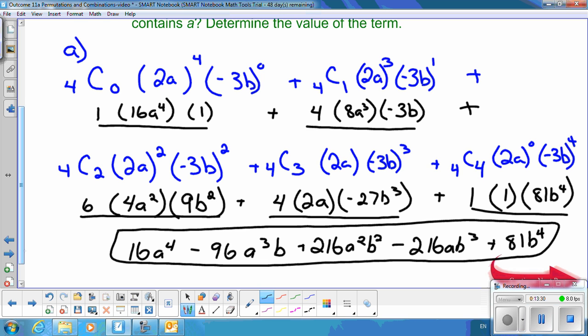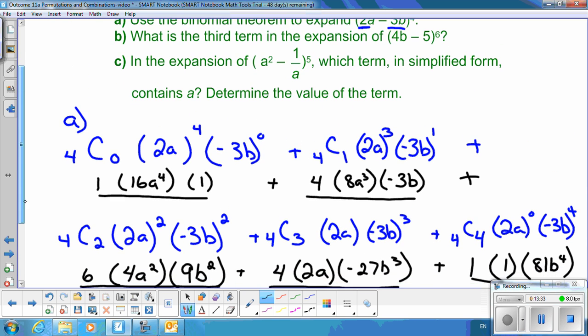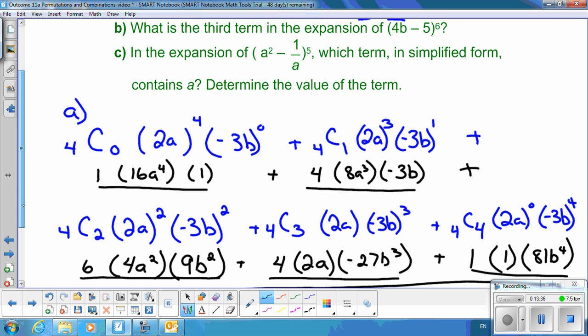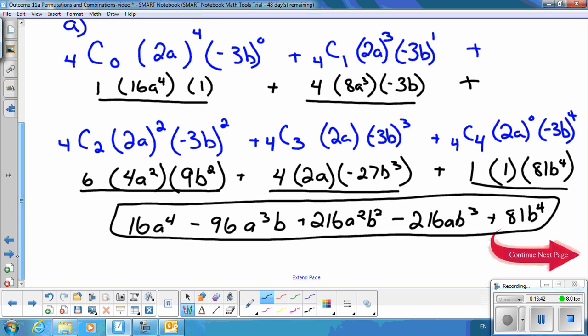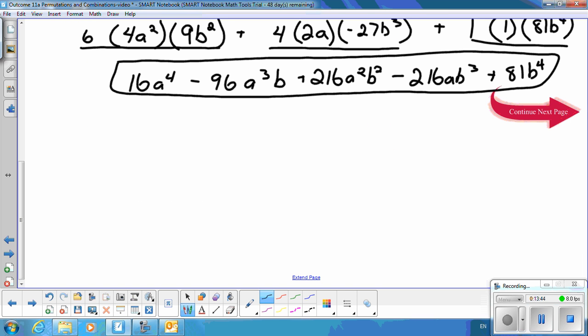Part B asks us what is the third term in the expansion of 4b minus 5 all to the power of 6. So let's give ourselves some more room. Part B, we're looking for the third term, and I'm going to rewrite that binomial here. 4b minus 5 to the power of 6.